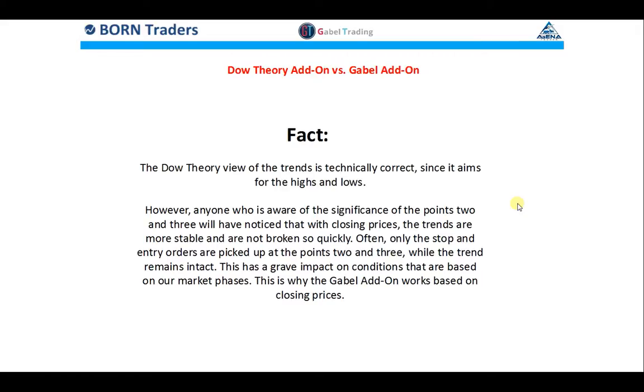This of course has a grave impact on all conditions, which are built upon these 1-2-3 detections. And this was the reason why I chose to work based on closing prices. But now the question is, what is better, to remain technically correct or to work profitably in the markets? And it's this question that I've delved into.